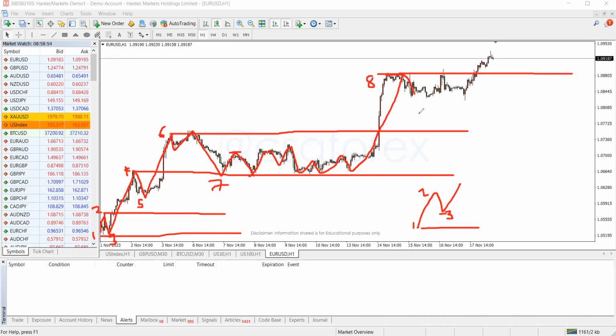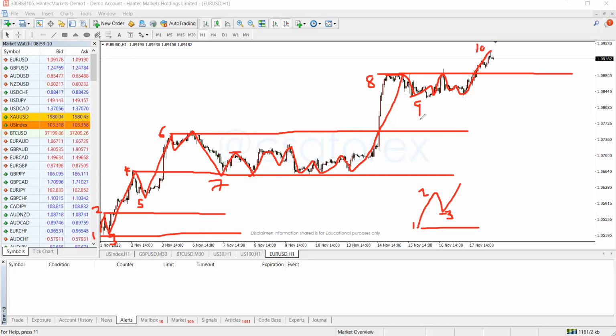And then look, it tried to come back to 6, but it couldn't. It kept on bouncing off that 8, which is the resistance. And then lo and behold, it broke the 8. And don't forget, we call this our 9. And then here is 10, right?